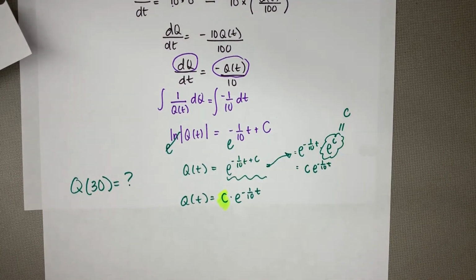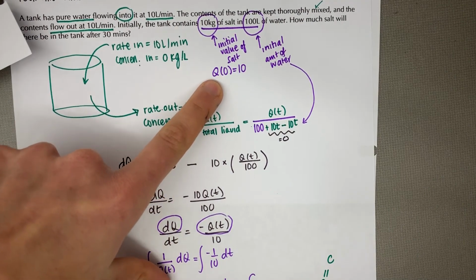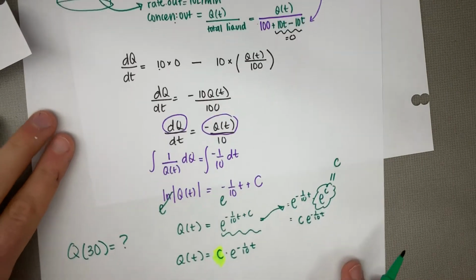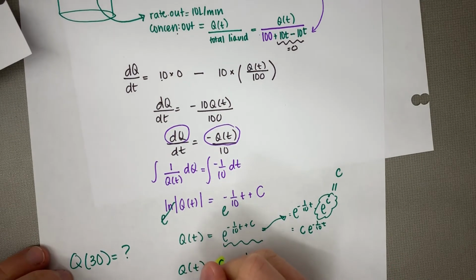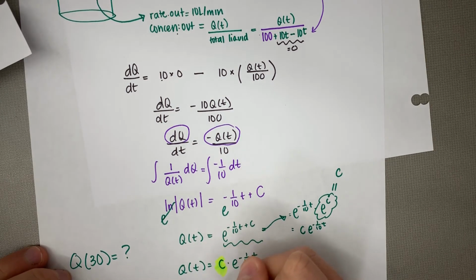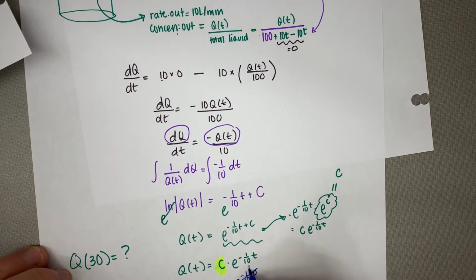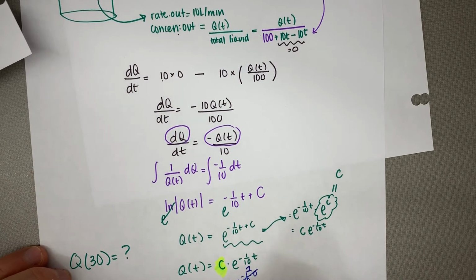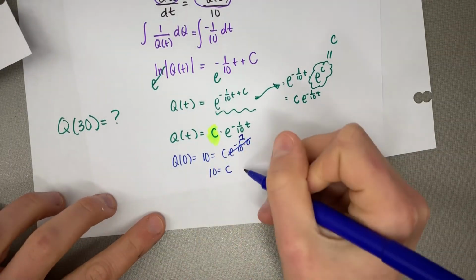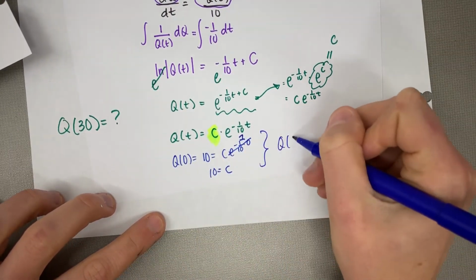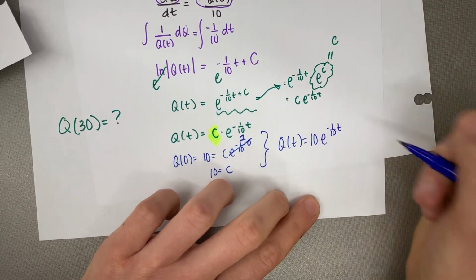Well, how can we find c? Let's remember that we were actually given an initial value: Q of 0 equals 10. We'll plug those values in and we'll solve for c. So Q of 0 equals 10, c e to the negative 1/10 times 0. e to the 0 is 1. 10 equals c. That wasn't too bad. Sorry, I went off the screen there. So we know then that Q of t is equal to 10 e to the negative 1/10 t.